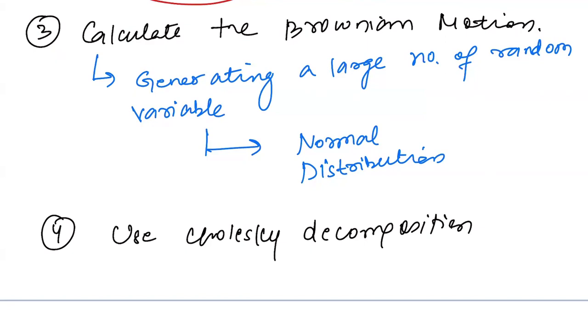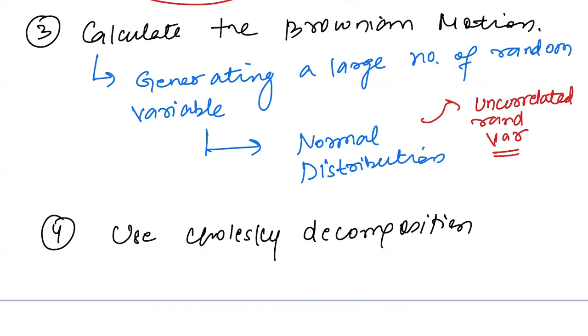Okay. So if you see this method, the random variable that it will generate will be uncorrelated random variable. So this does not contain any correlation. So that will be uncorrelated.